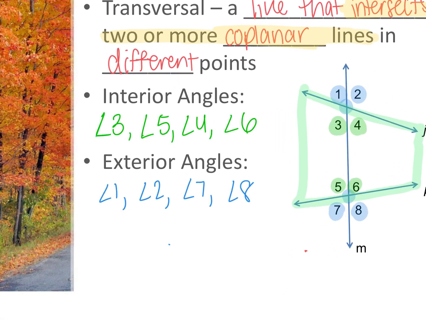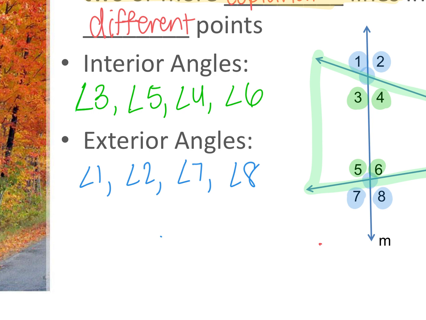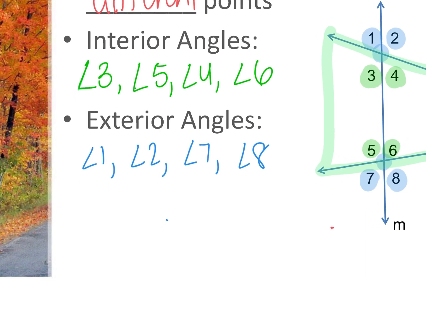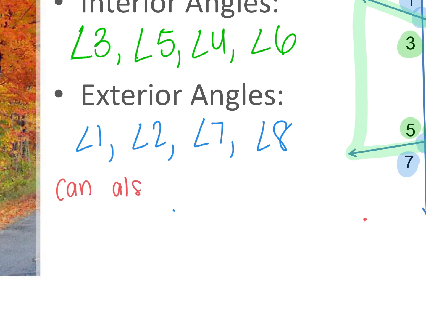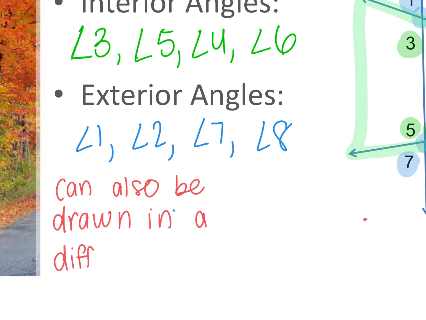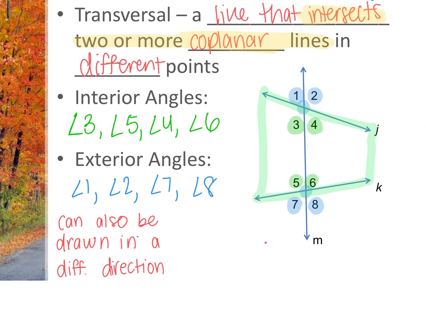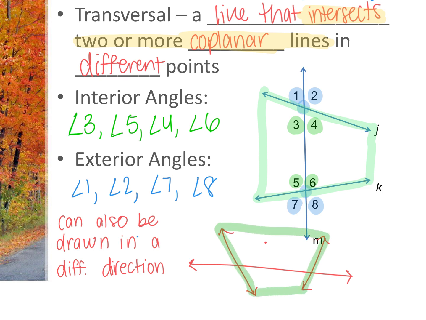All right, for transversals, I also need you guys to know that it can be drawn in a different direction, and I'm going to draw it just so when you see it, you're not confused on it. So it can also be drawn in a different direction. What that means is looking at the one that's given, you could also see a transversal that's drawn this way. Okay, so you'll see it both ways, and you'll also still see that these are still your interior. Okay, and then the blues will be your exterior. So just make a note of that.